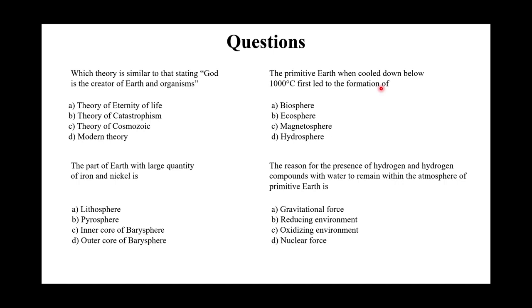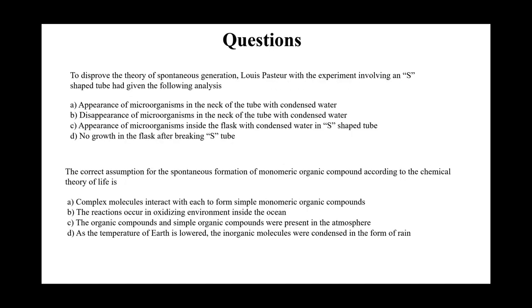And then you have this question, which is also easy because we did go over this. The first is to disprove the theory of spontaneous generation. Louis Pasteur, with the experiment involving the S-shaped flask, had given the following analysis: appearance of microorganism in the neck of the tube with condensed water; disappearance of microorganism in the neck of the tube with condensed water; appearance of microorganism inside the flask with condensed water in the S-shaped tube; and no growth in the flask after breaking the S tube.